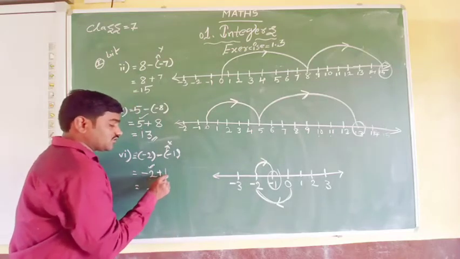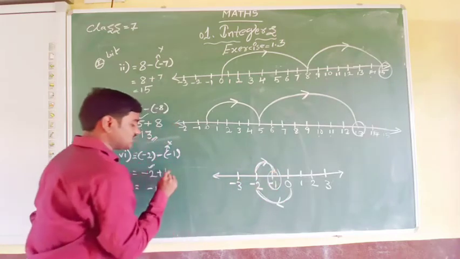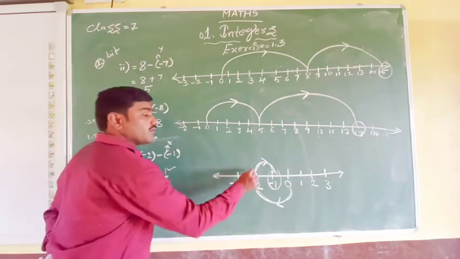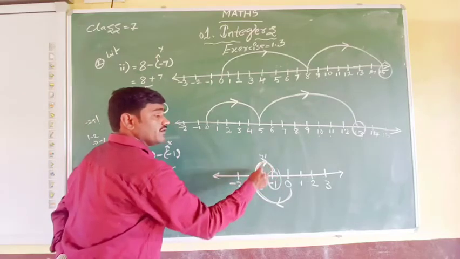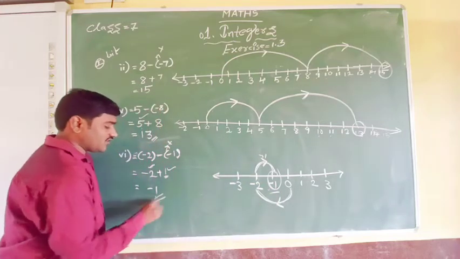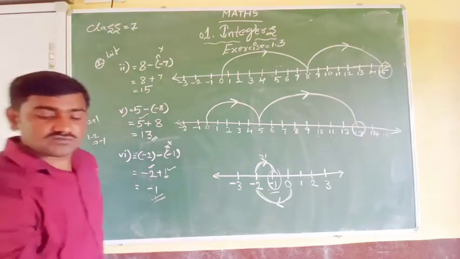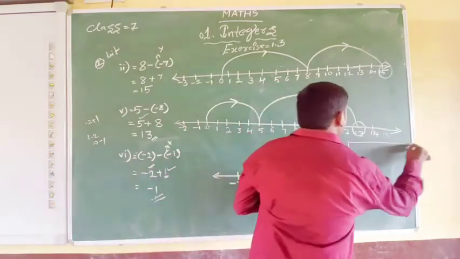Then it is plus 1. So from minus 2 we have to move one step to the right side because it is only 1. So minus 2, plus one step, we go on here. So what did we get here? Minus 1. That is the answer we got here. In this way we have to do the remaining questions of this exercise.